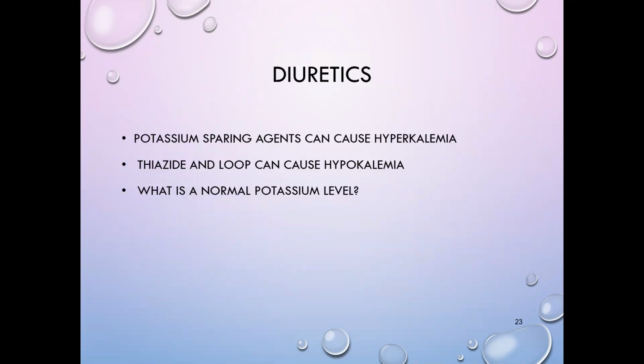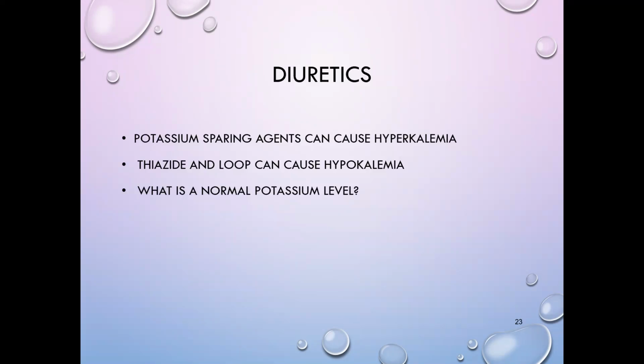So when giving these drugs, you may need to know what the patient's potassium level is. Potassium-sparing agents can cause hyperkalemia, while the thiazides and the loops can cause hypokalemia. So what's a normal potassium level? You're going to see a little bit of variation. It depends on where you go, what lab is drawing it, because they all have their own specific range. But 3.5 to 5, or 3.5 to 5.3, is kind of the general range that you will see being used.